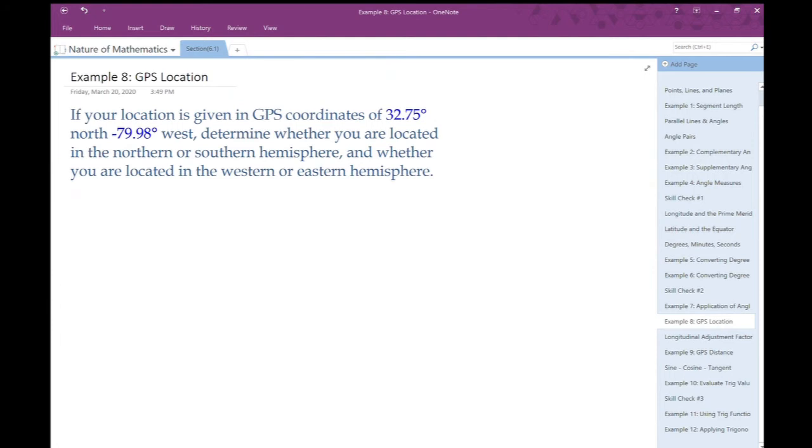The next application problem we have here is related to GPS. So it says if your location is given in GPS coordinates of 32.75 degrees north, comma, negative 79.98 degrees west, then determine whether you're located in the northern or southern hemisphere, and whether you're located in the western or eastern hemisphere.